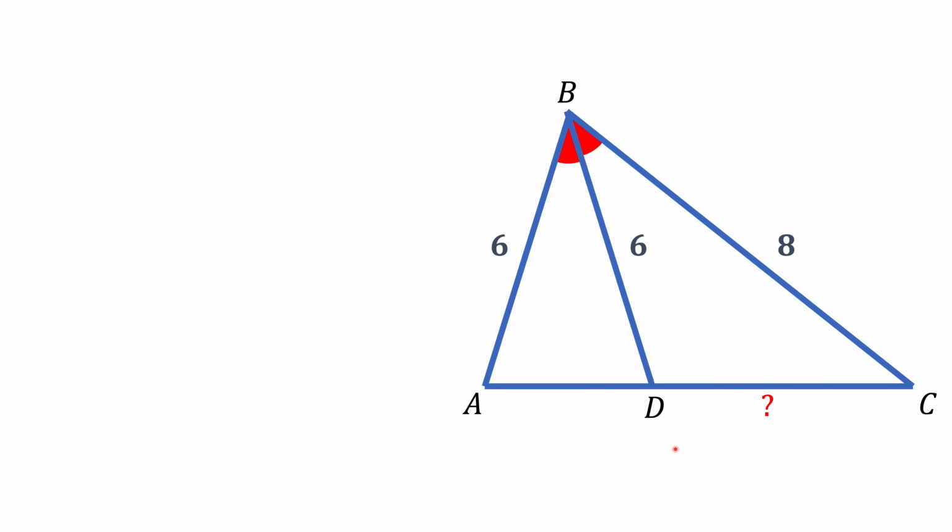Here we have a triangle ABC. We have a segment BD inside of this triangle, which is angle bisector. And we know the lengths of the segments AB, BD, and BC. And we ask to find the length of a segment DC.